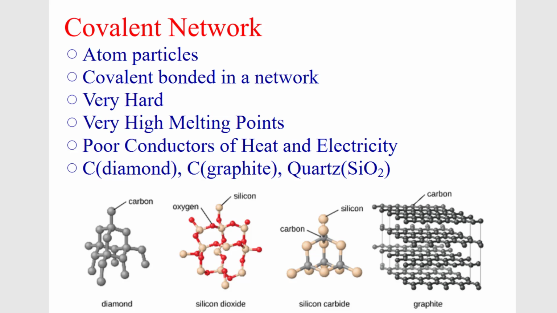You can see the structure of diamond and graphite. They're different structures, same substance. They are covalent network solids as they're bonded together. And so it takes a lot of energy in order to break these attractions. These are very, very hard substances, but they are very poor conductors of heat and electricity.